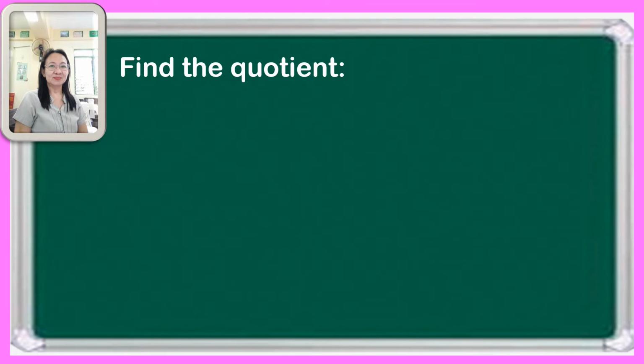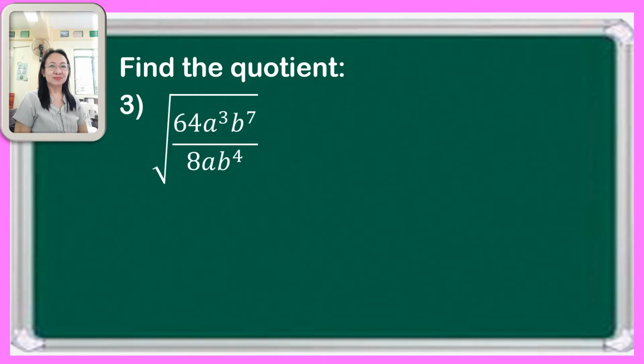Now let us look at example number 3. The given is the square root of 64a cubed b raised to 7 divided by 8a b raised to 4. Again, let us divide them one by one. 64 divided by 8 is 8. A cubed divided by a is a squared. And b raised to 7 divided by b raised to 4 is b cubed. So we applied the law of exponent for quotient.